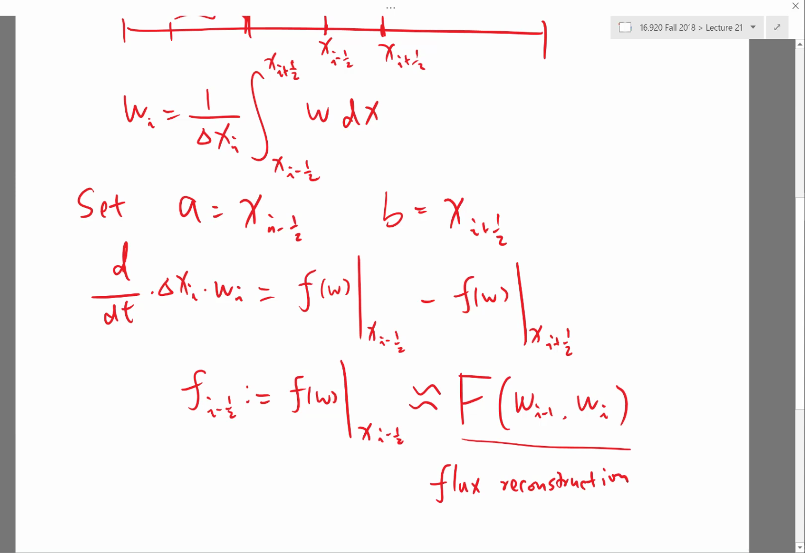Okay, so this is a recap of what we have learned previously. Any questions you might have during the several weeks of thinking about finite volume?